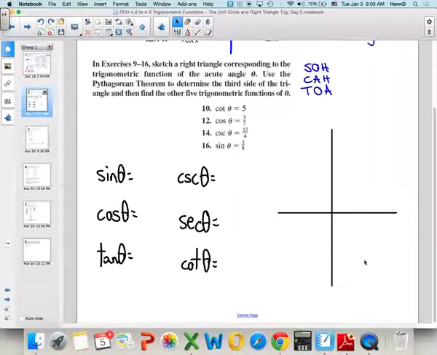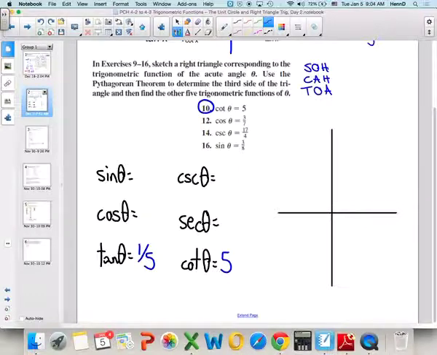Okay. Now, in this case here, we know that the cotangent equals 5. We'll do part 10 here. The cotangent is 5. So what does that mean? What else of these could we figure out? Tangent equals 1/5.